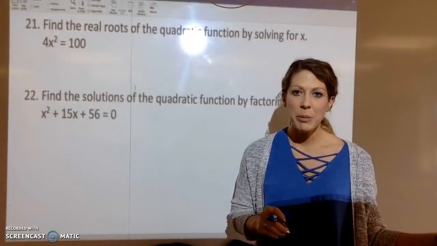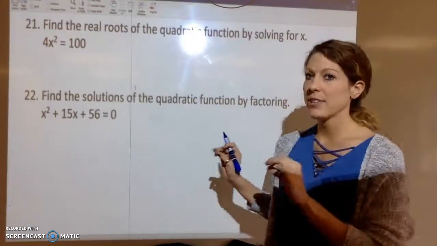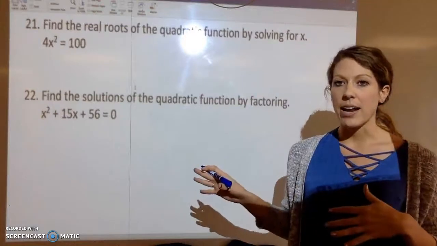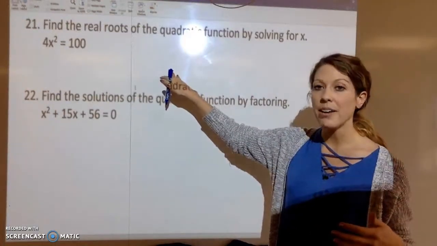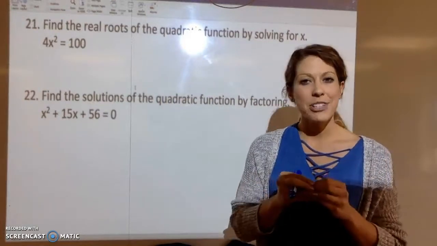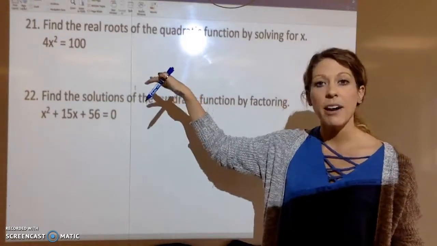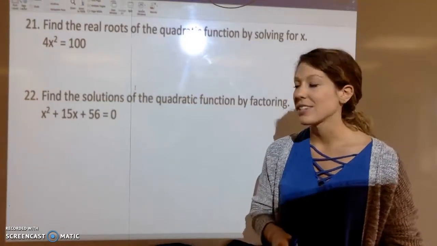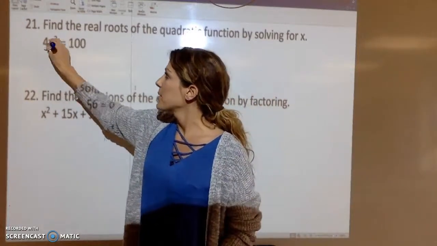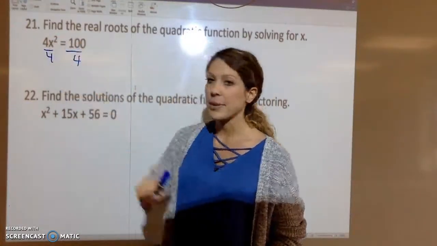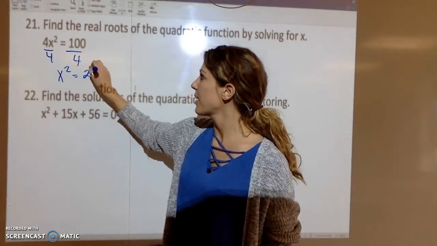In our previous 2 problems, we were solving a quadratic by looking at the graph of the parabola. But for these next 2 examples, we're going to solve a quadratic using 2 other methods. On number 21, we can use that very first method that we learned about, which was solving for the variable, because b is 0, and so we don't have to factor to solve. We can divide both sides by 4 to get the x squared by itself. So x squared equals 25.